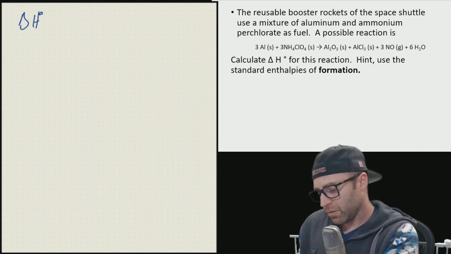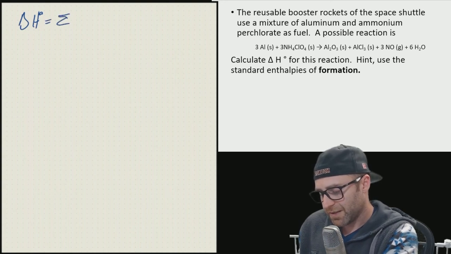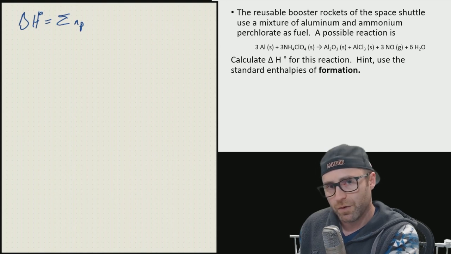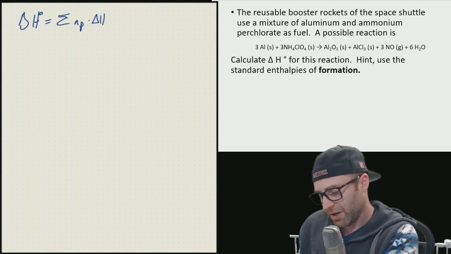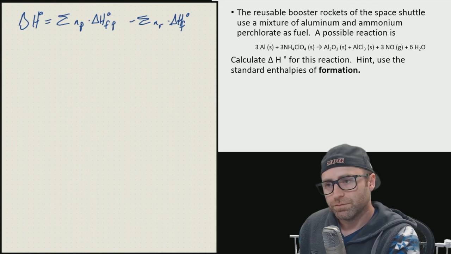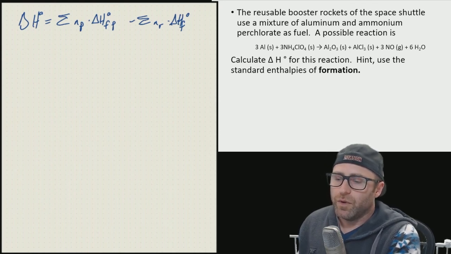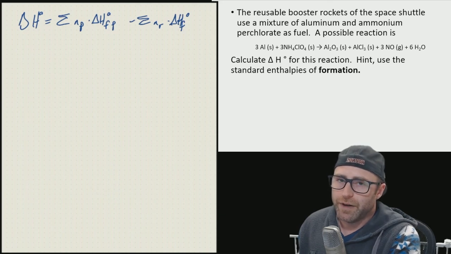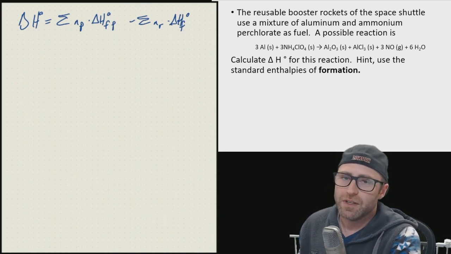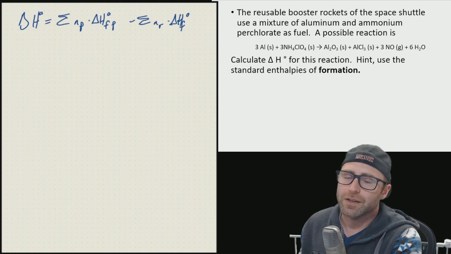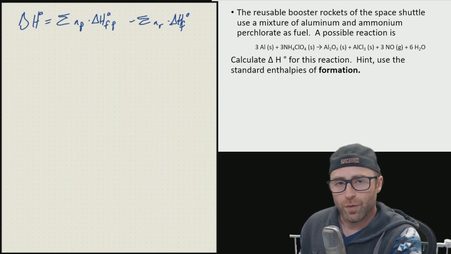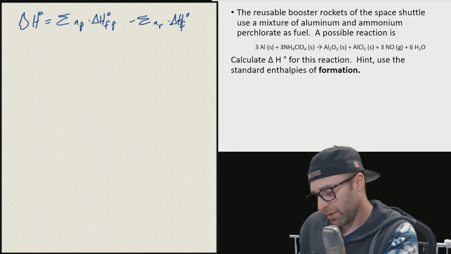We said that the basic equation here is the sum of the number of moles of our products times the enthalpy of formation of our products, minus the sum of the number of moles of our reactants times the enthalpy of formation of our reactants. The great news is on this problem, we have lots of reactants and lots of products. That was me being facetious. This is going to be a lot of numbers that we need to keep track of, so we're going to have to use parentheses and brackets well in order to keep track of things. So let's get started.